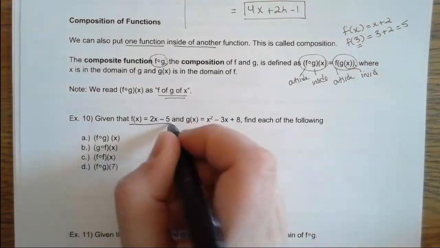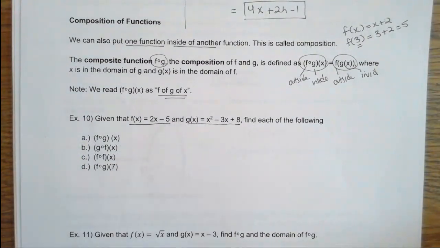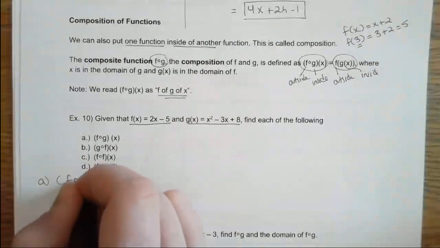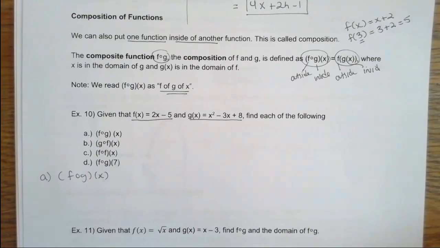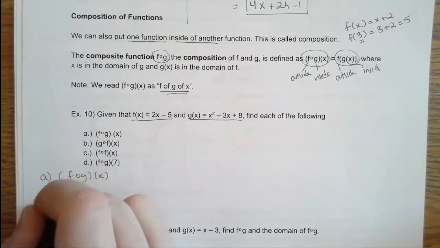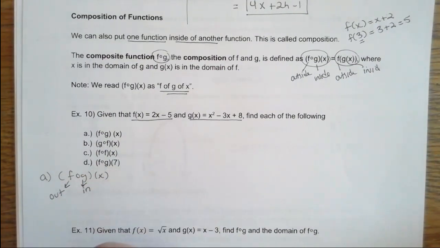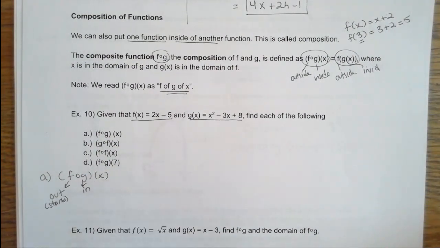So I have two functions. I have my f and I have my g, and I'm going to go through some compositions here. So for a, we have f of g of x. Again, that of x does not multiply anything. It's just notation. F comes first, so this is my outside function, and g comes second, so this is my inside function. The outside function is where you start.